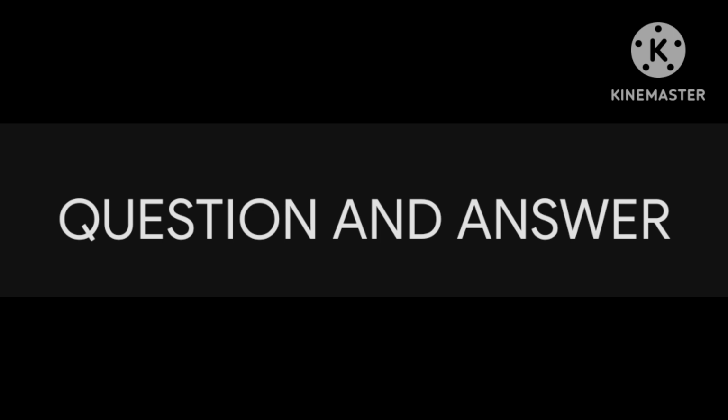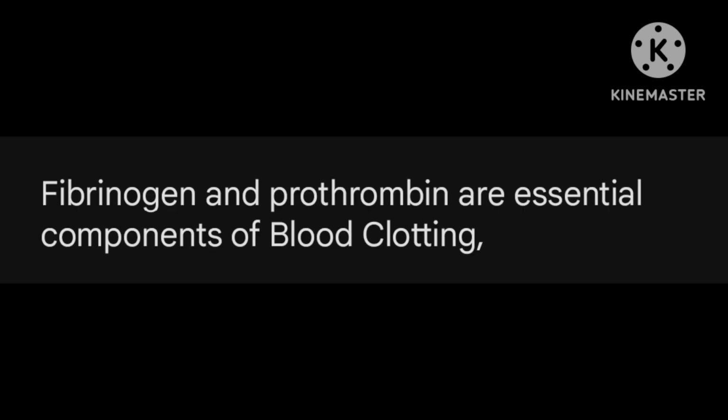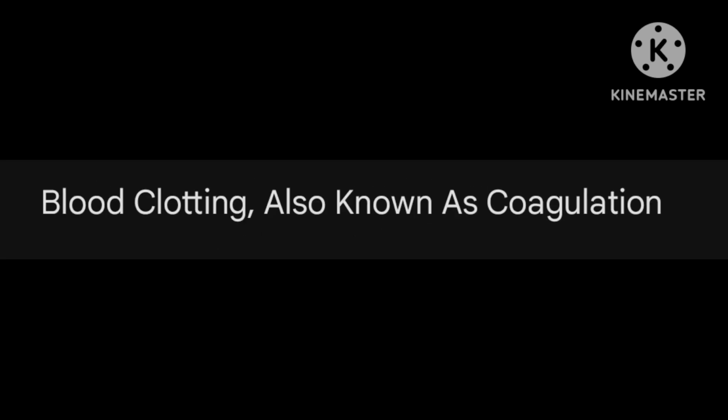Next question. Fibrinogen and prothrombin are important in the process of dash. Answer. Blood clotting. Blood clotting is also known as coagulation. It is a process that stops bleeding when a blood vessel is injured. It involves platelets, clotting factors, and protein in plasma.